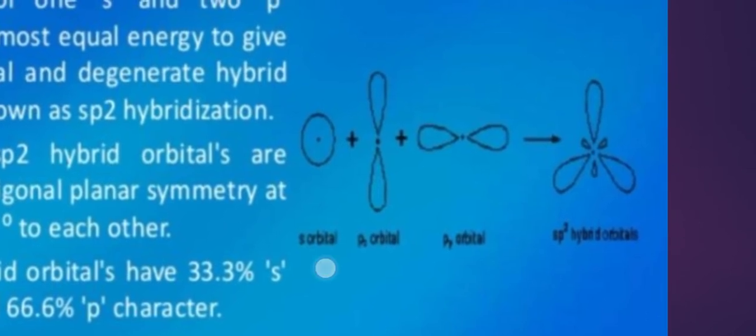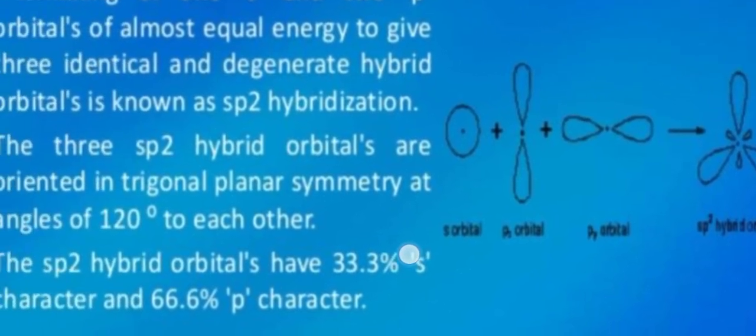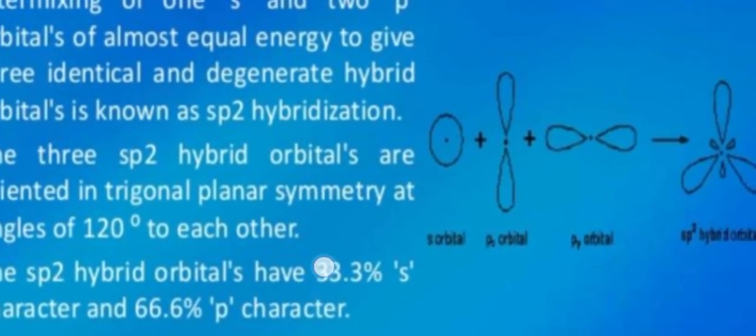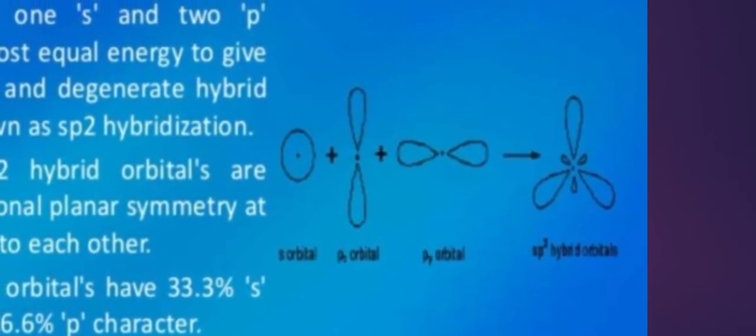The s orbital, px orbital and py orbital. These three are oriented in a way called trigonal planar symmetry, in which the angle between the three orbitals is 120 degrees.